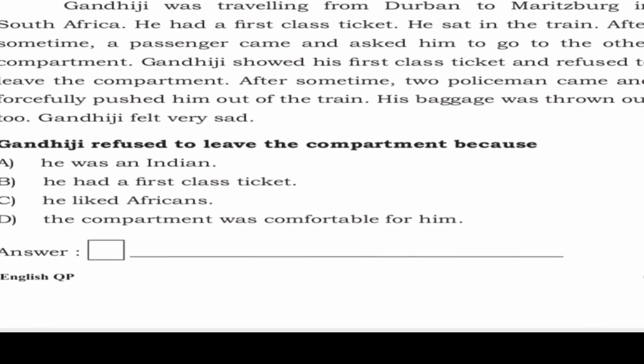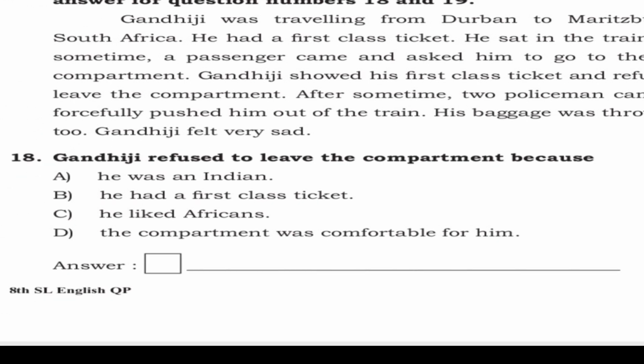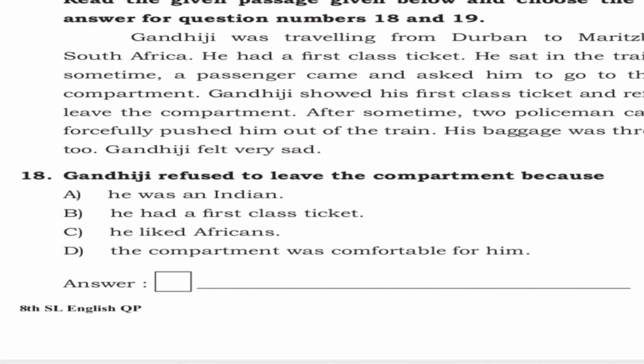Gandhiji refused to leave the compartment because why? He was an Indian. He had a first class ticket. He liked Africans. The compartment was comfortable for him. What is the right option? By reading the passage, you will get to know that option B is the right answer, isn't it? So you should tick option B here. Okay, the next question is on the next page. Let's go.